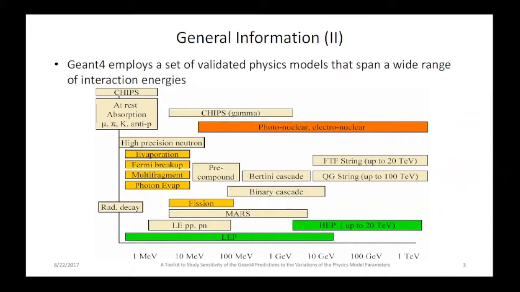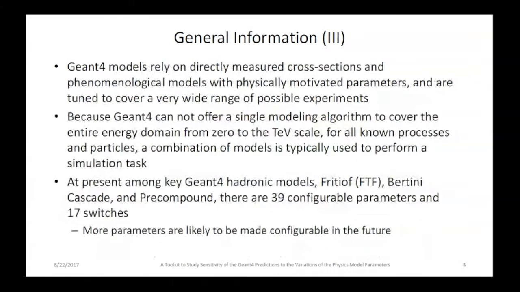Each Geant4 physics model relies on either measured cross sections or some theoretical models which involve many physically motivated parameters, and is also tuned to cover a wide range of possible experiments. So it does not focus on one specific physics process, but tries to be more general. It covers different particles, and you have no way to actually tune all the different models out there. So in some sense, Geant4 is a toolkit. It does not try to pitch specific models.